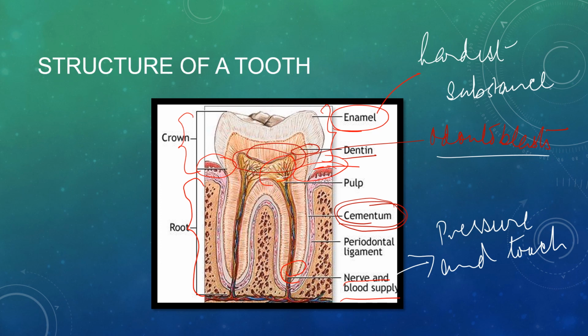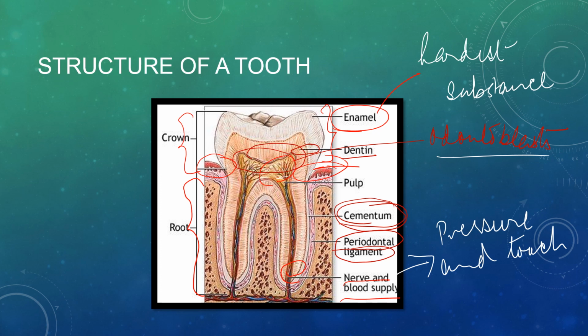Next to which there are many fibers which are called the periodontal ligament. So periodontal fibers or periodontal ligaments connect mainly the cement at one end and the jawbone at the other end, and they are holding the tooth firmly in position.